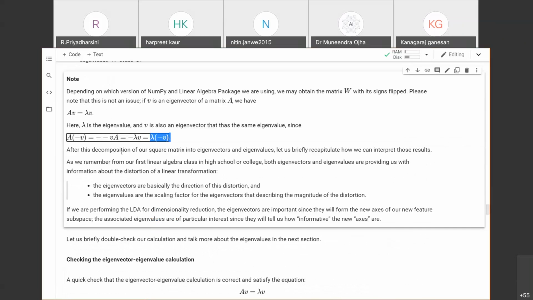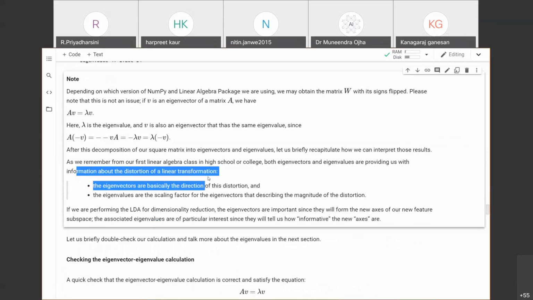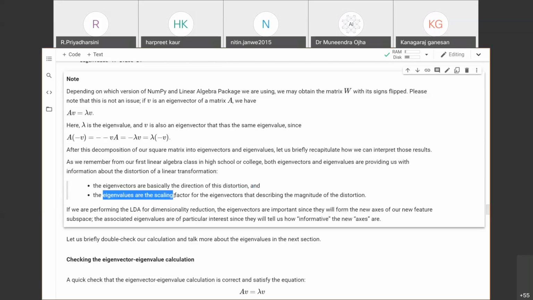After this decomposition of our square matrix into eigenvectors and eigenvalues, let us briefly recapitulate how we can interpret those results. As we remember from our first linear algebra class in high school or college, both eigenvectors and eigenvalues provide us with information about the distortion of a linear transformation. The eigenvectors are basically the direction of this distortion, and eigenvalues are the scaling factors for the eigenvectors that describe the magnitude of distortion.